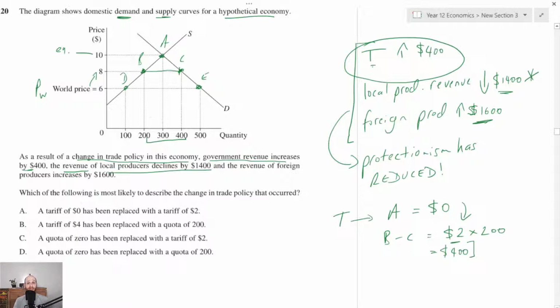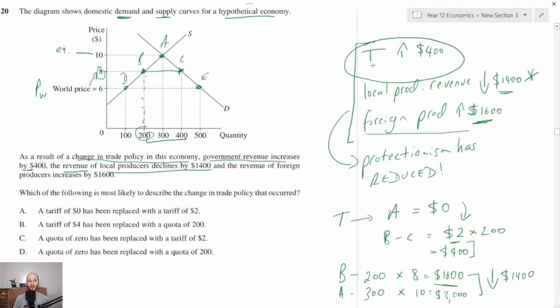This looks good. Let's have a look at what local producers make at point B. At point B, local producers sell 200 units, and they sell it at this $8. So that is 1,600. But at point A, local producers were selling 300 and they were selling it for $10, equals 3,000. So local producers here have lost 1,400. Okay, and then our last bit, foreign producers earn 1,600.